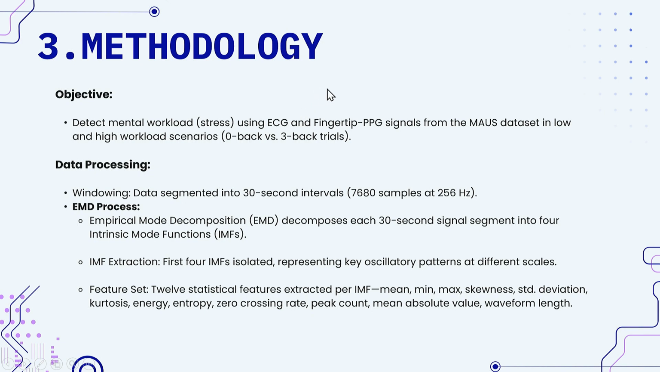The dataset basically had 3 trials, a total of 6, but 3 levels: low, medium, and high. So I have utilized just low and high for my research, and for this I have used a 30 second window for ECG and PPG at 256 Hz. We first decompose the signal using EMD into IMFs, and for those 4 IMFs I have calculated 12 features for each IMF.